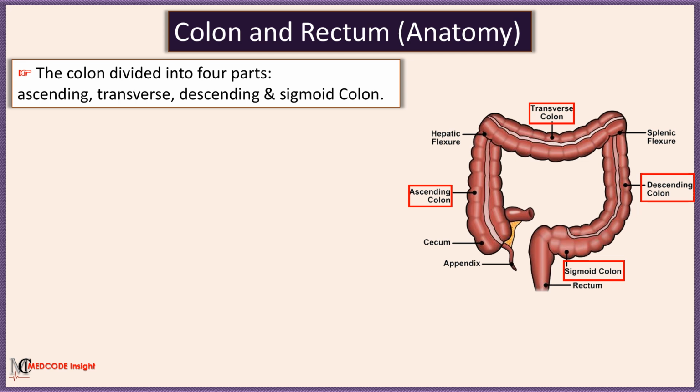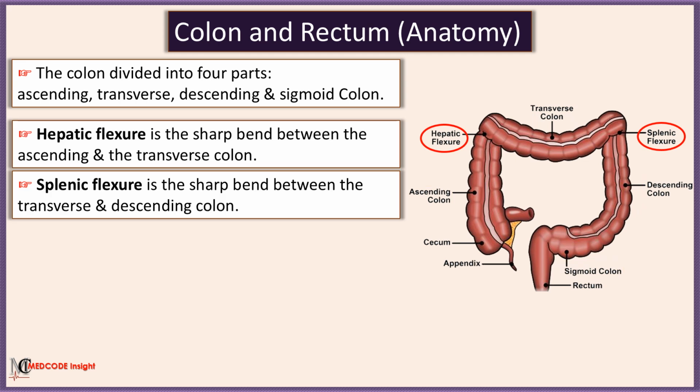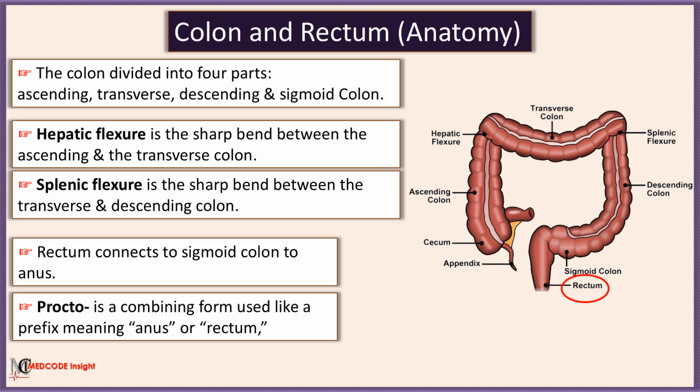For accurate coding of endoscopic procedures involving the colon and anus, a solid understanding of colon anatomy is essential. The colon is divided into four main sections: the ascending colon, transverse colon, descending colon, and sigmoid colon. The hepatic flexure is a sharp bend between the ascending and transverse colon located near the liver, while the splenic flexure marks the bend between the transverse and descending colon near the spleen. The rectum extends from the sigmoid colon and connects to the anus, forming the final part of the digestive system.